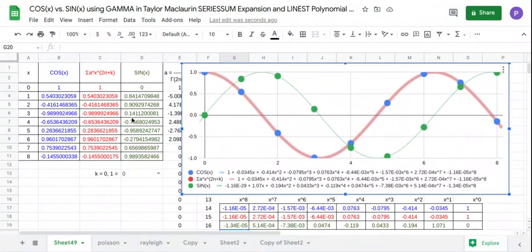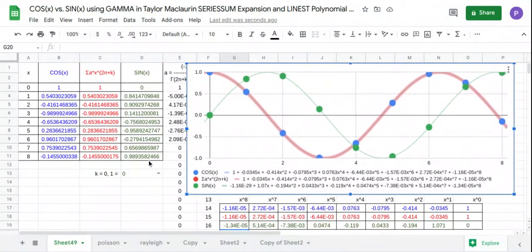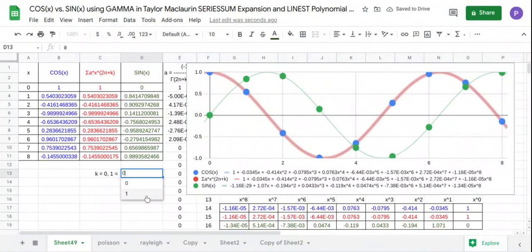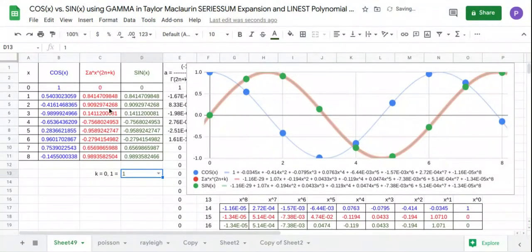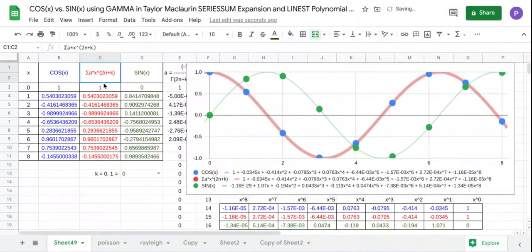So here we have the trend line and trend line polynomial. We can toggle this to 1. So this expansion approximates the sine function. So the red is on the green. If k equals 0, the expansion approximates cosine. We can do the same.